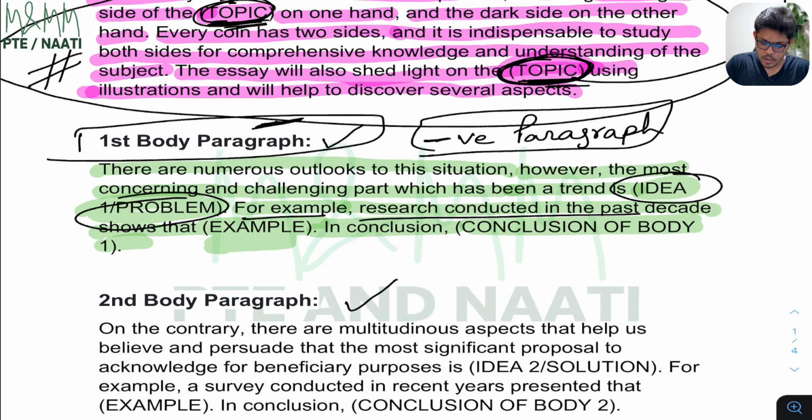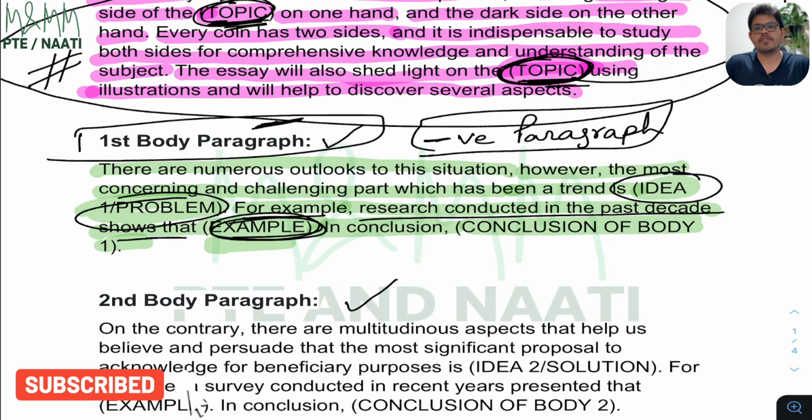For example, research conducted in the past decade shows that. Whenever you write down an example, try to give some number, some data. It can be fake data, it can be real data. No one cares. Pearson doesn't care. All they care is if your English is correct, spellings are correct, vocabulary is used in a good way, and nothing else. They are not there to check your general knowledge. So even whatever you're writing is a complete fake data, that's fine. You need not worry about it.